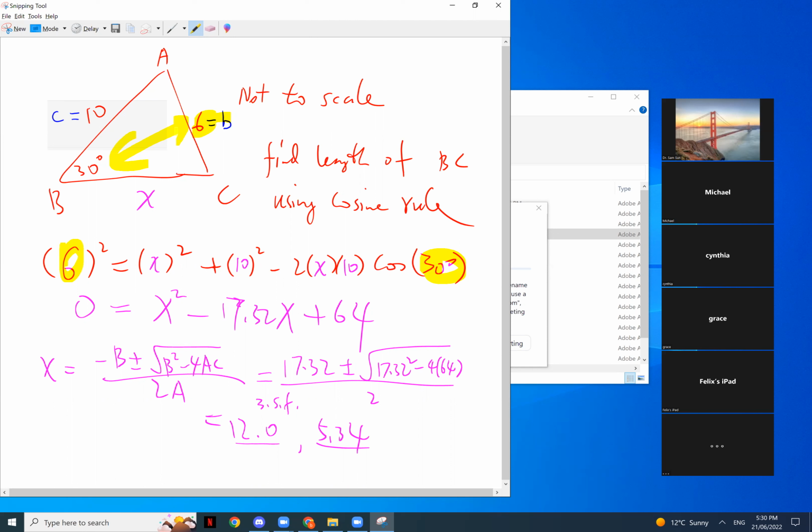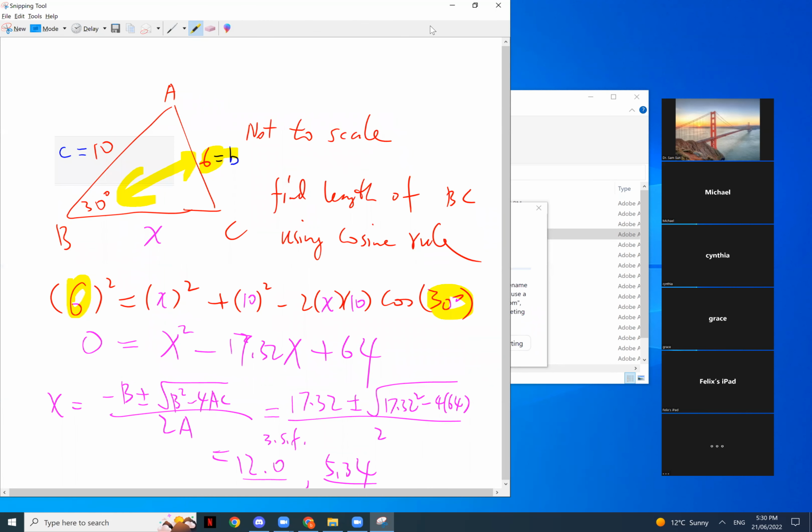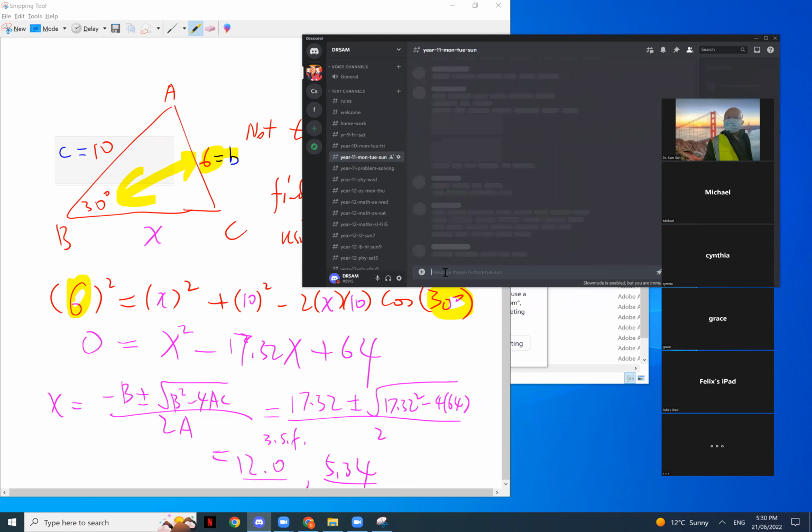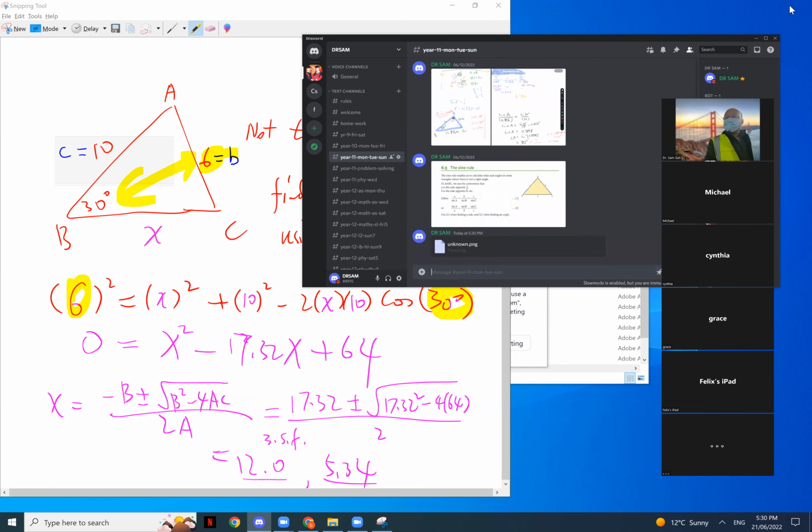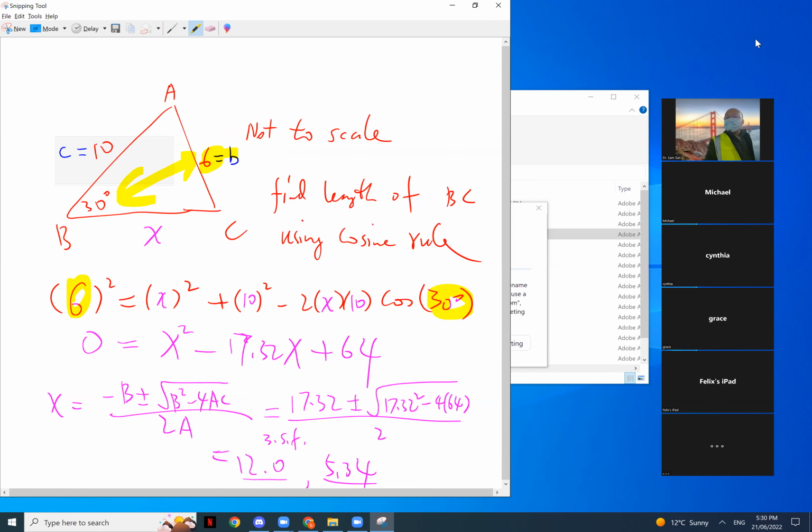Now, guys, let's try another one. Still same question, but we try different way. You cannot use cosine rule or sine rule to work out x. How do we do it? We did a similar question last week.